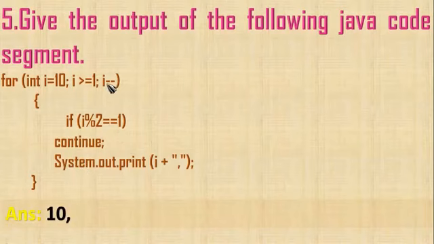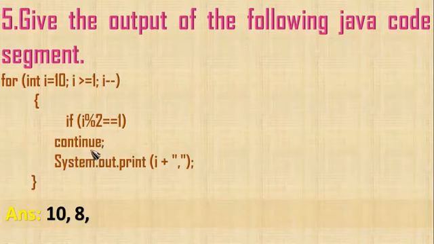Now 1 has been decreased, it becomes 9. So 9 mod 2, it is true. So when it is true, it will not go to this statement, it will just continue to the loop. So 9 will not get printed. Now it becomes 8. So 8 will be printed there.